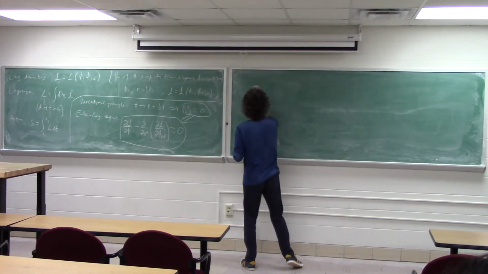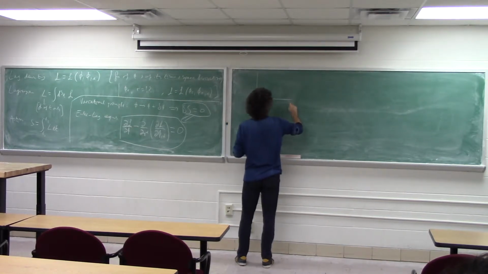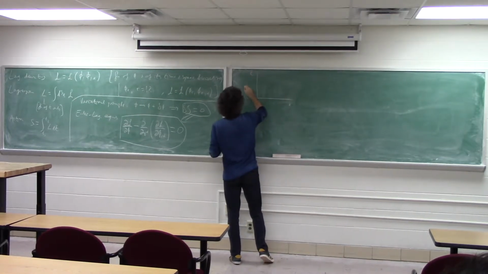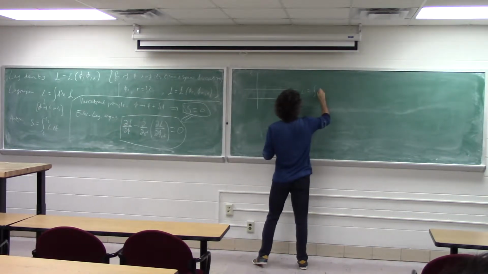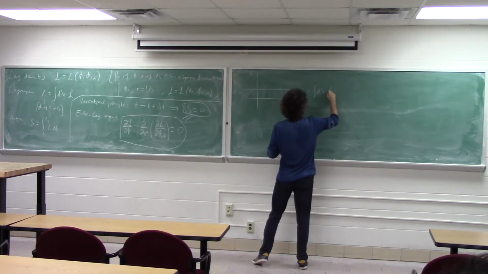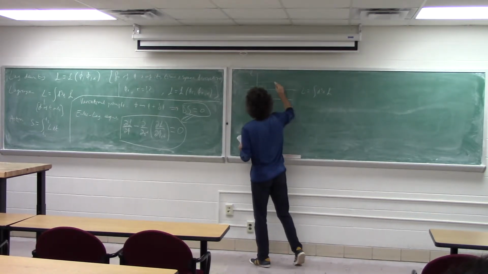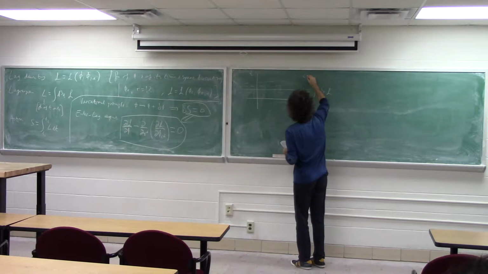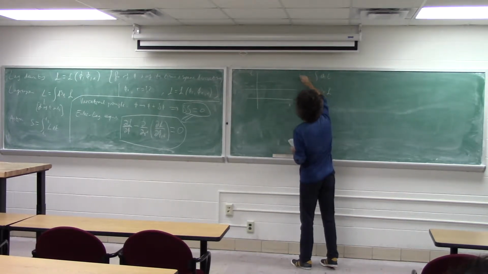The way the book does it, you can just think of, look, I have x and t. I've integrated the Lagrangian density over all of space, and then the action is obtained by integrating the Lagrangian with respect to t.